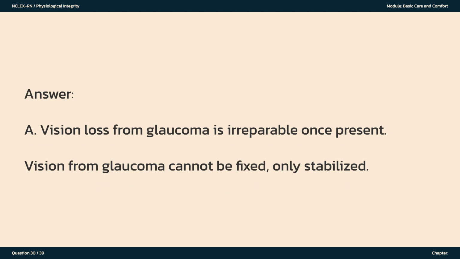The answer is A. Vision loss from glaucoma is irreparable once present. Vision from glaucoma cannot be fixed, only stabilized.